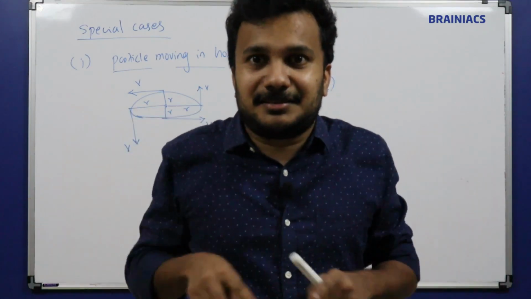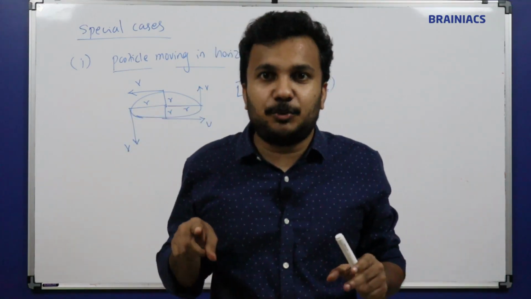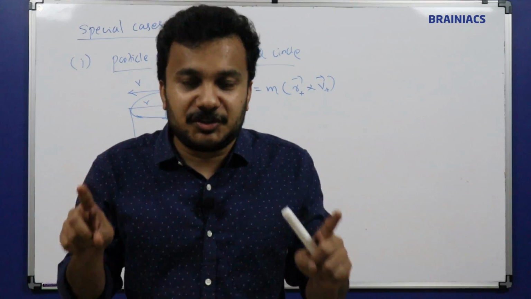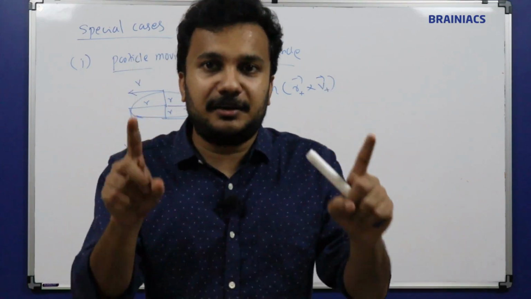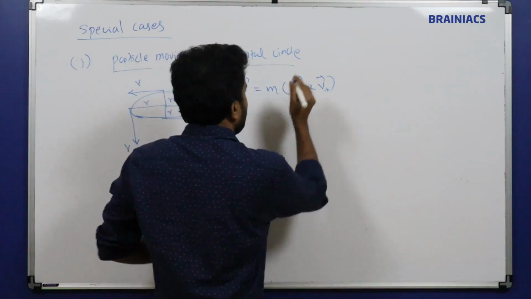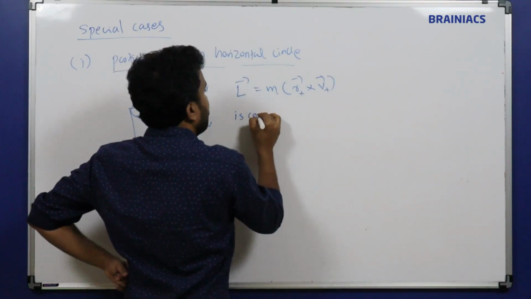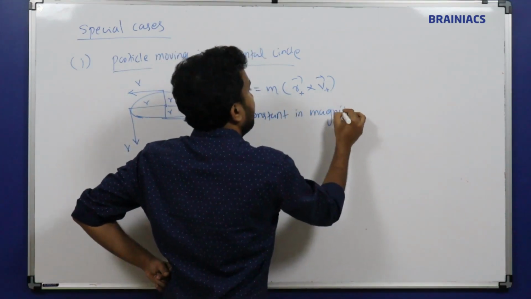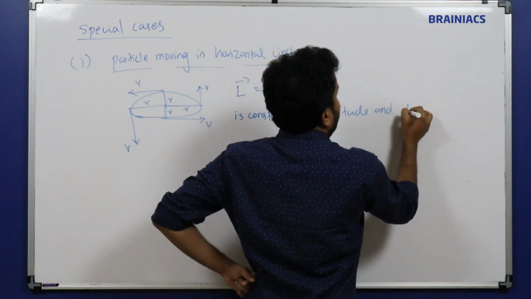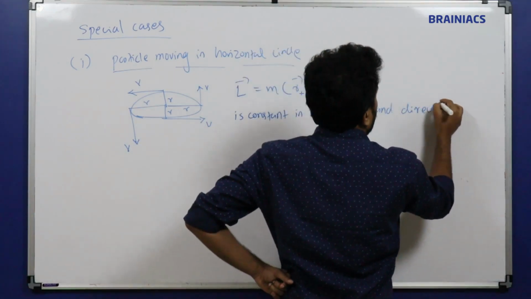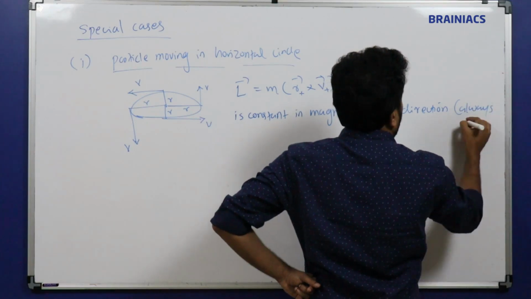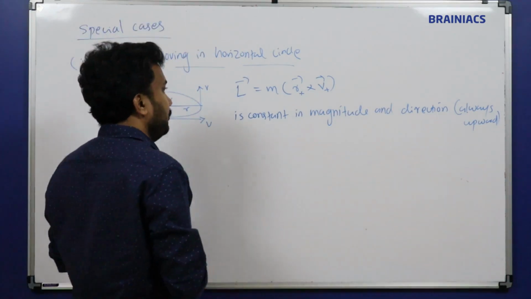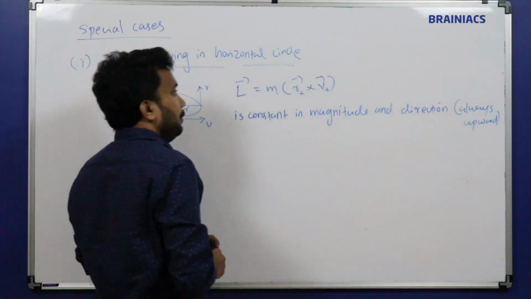So in the entire circle, if a particle is moving in a circle with constant velocity, its angular momentum is constant in terms of magnitude and in terms of direction. So L equal to mvr is constant in magnitude and direction. Direction is where? Always upward. You can also practice all this mudra. You have to practice, then only you can answer it.